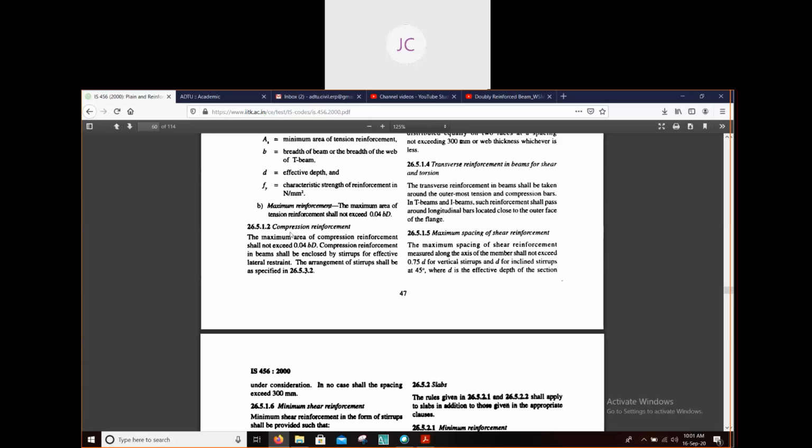Okay. So next you can see here compression reinforcement. Compression reinforcement means the steel which we are providing in the compression zone, that means above the neutral axis. For this also the same thing is there. The maximum area of compression reinforcement shall not exceed 0.04 times BD. Similarly, in the compression zone also you cannot provide more than 4% of the gross cross-section area.